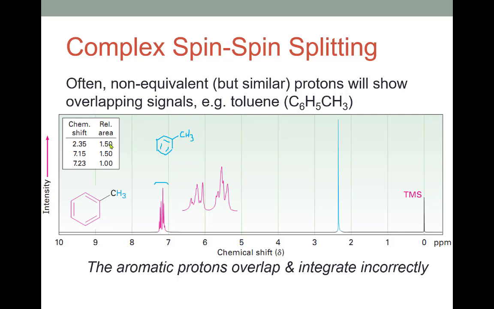Our relative areas here, if we look at this, 1.5 and 1.5 is 3, and 1 more makes 4. I know from the formula that I have 8 total hydrogens, so I have to multiply this by 2 to get up to my real number. So 3 and 3 and 2. And so we say then, well, what are these? What's causing these signals? And what the heck is going on with this splitting?